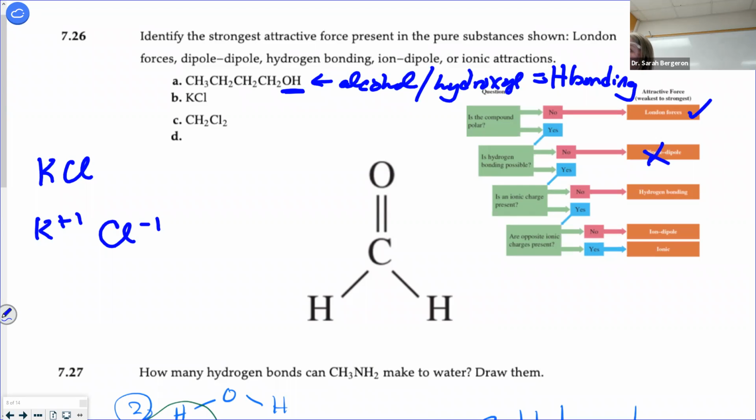So can there be hydrogen bonding? Hydrogen bonding is a type of dipole-dipole interaction. No. Ion-dipole. We don't have a dipole, so we can't have ion-dipole. Do we have ionic? Absolutely yes, because we have a fully positive and a fully negatively charged particle. So yes, we have ionic. Y'all seeing how I'm going through each of them? Okay, so let's look at the next one.